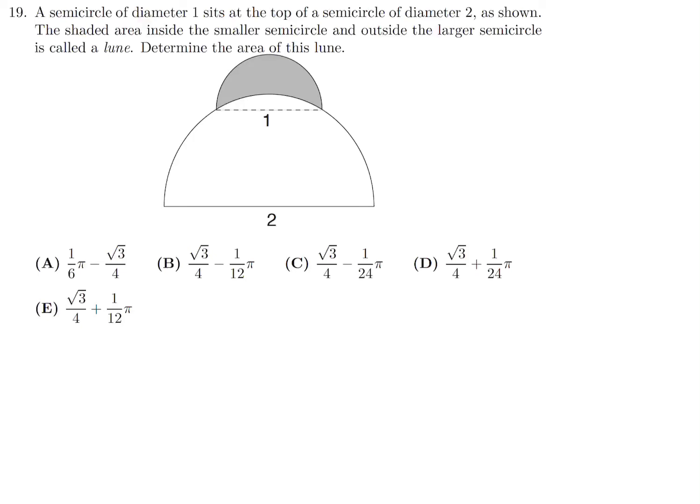A semicircle of diameter 1 sits at the top of a semicircle of diameter 2 as shown. The shaded area inside the small semicircle and outside the larger semicircle is called a lune. Determine the area of this lune.